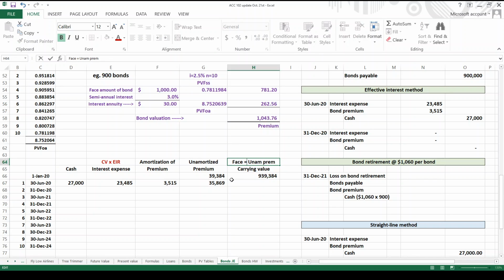Now you can see why I typed this in advance, right? There we go. So it's 900 plus 39. Okay. And which way is it going? It's going down. So another way of doing this column here is to take the 939 and subtract out the premium, the amortization of premium.